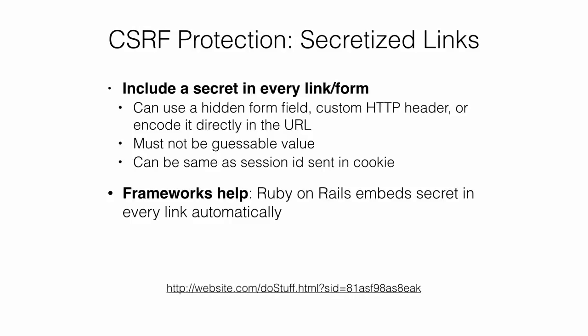And web frameworks help here. For example, Ruby on Rails is a web framework that makes it easy to write multi-tier web applications, and Rails automatically embeds such secrets in the links that it generates for the web pages of the sites it produces.